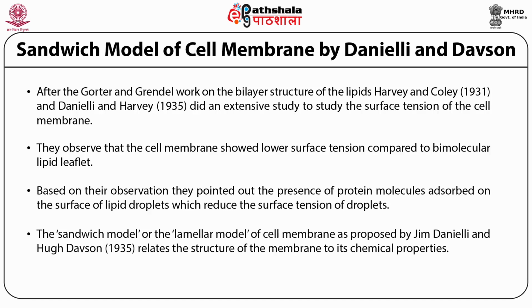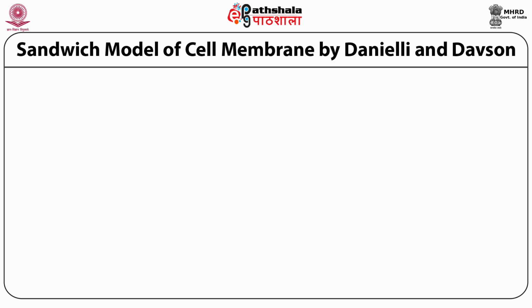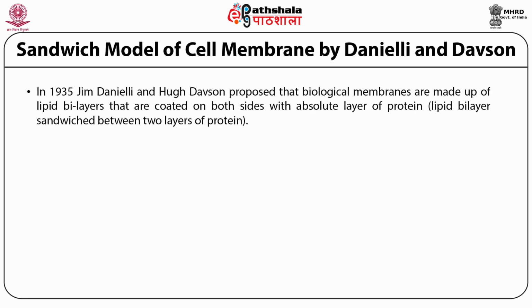The sandwich model, or the lamellar model of the cell membrane, as proposed by Danielli and Davson in 1935, relates the structure of the membrane to its chemical properties. So, in 1935, Danielli and Davson proposed that biological membranes are made up of lipid bilayers that are coated on both sides with an absolute layer of proteins. This we call the lipid bilayer sandwiched between two layers of proteins.